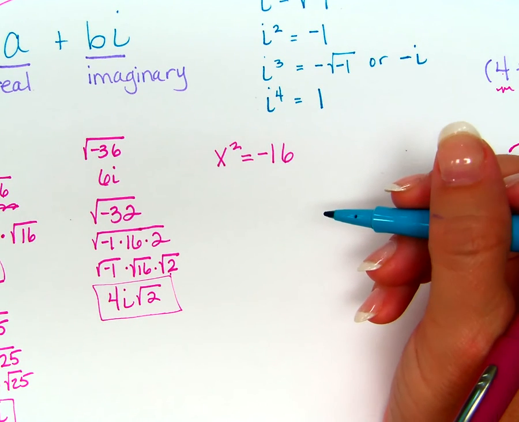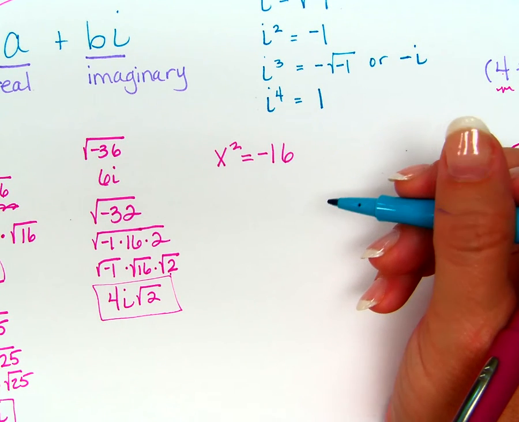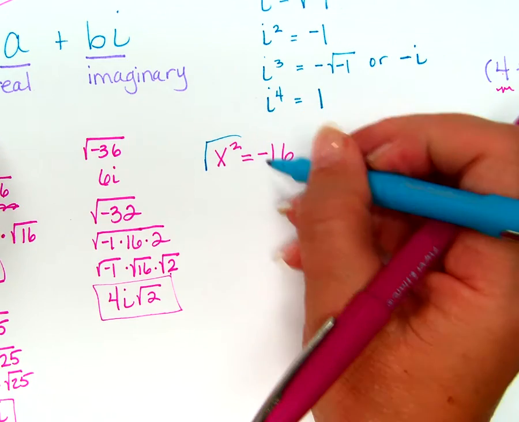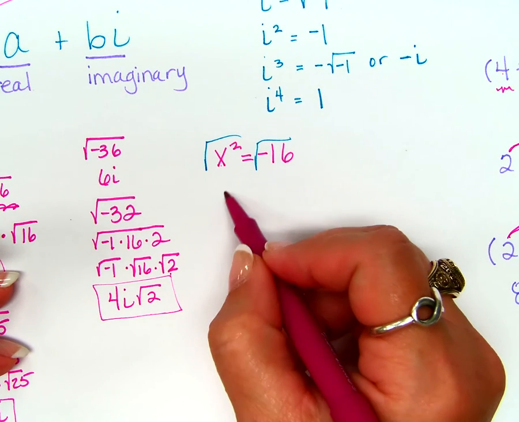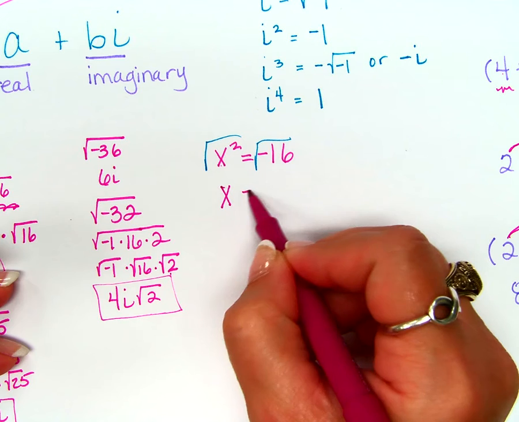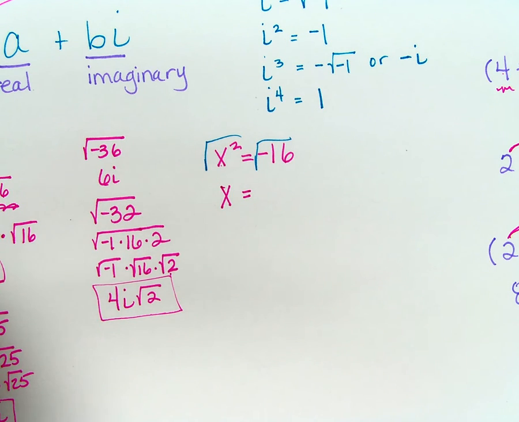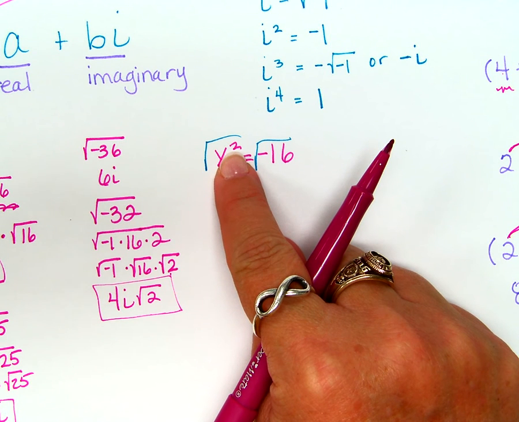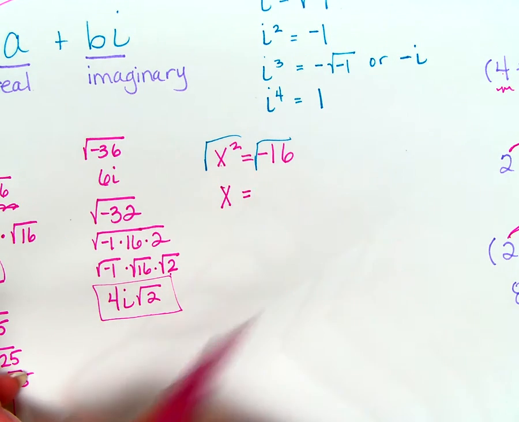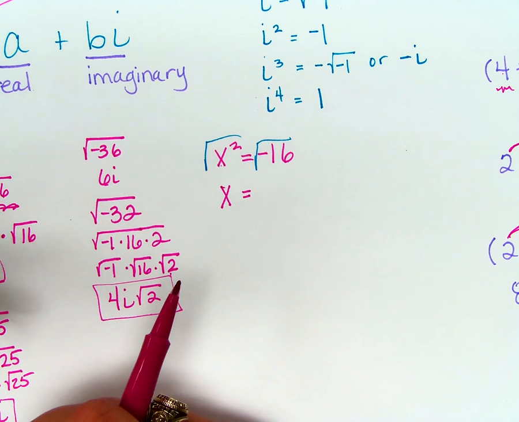X squared equals -16. We want to take the square root of both sides, don't we? Square root here, square root here. What is the square root of x squared? I know that you all remember the fundamental theorem of algebra, which says whatever the highest exponent is, that's the number of solutions you ought to have, right? How many solutions should I have to this? So what are my solutions?